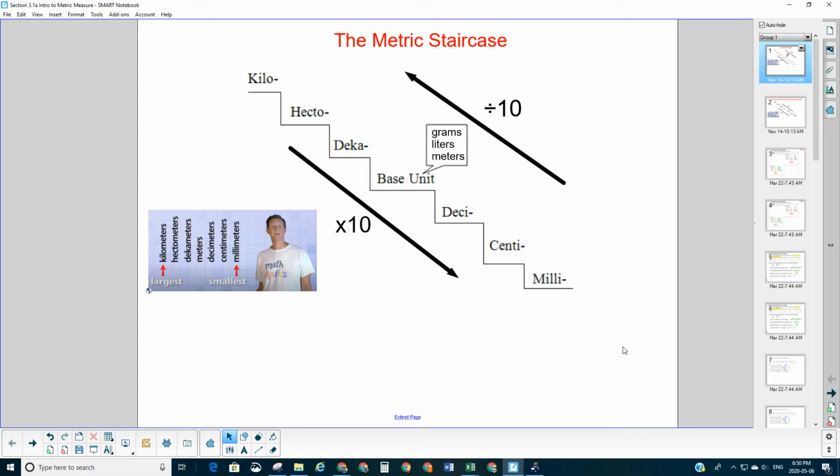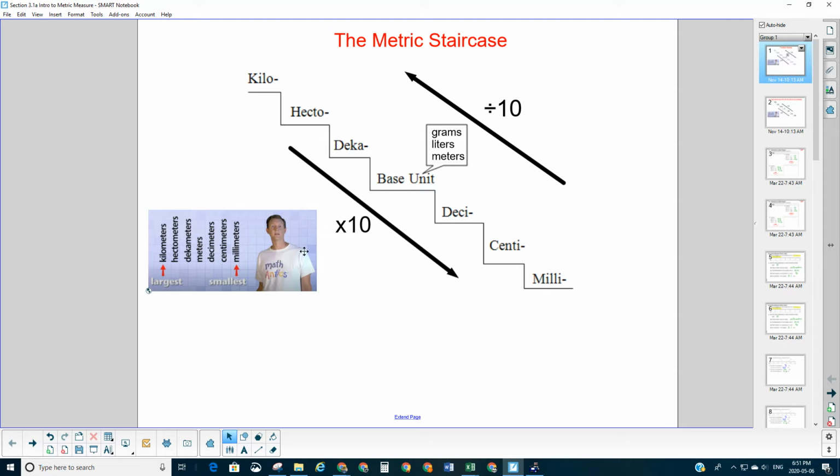All right, moving on to chapter 3 in our workbook, and we're going to start with the metric staircase. Hopefully you enjoyed the video from Mathematics from our last day. I thought it was a really good summary of where the metric system comes from, why it's there, and some of the basic ideas of it.